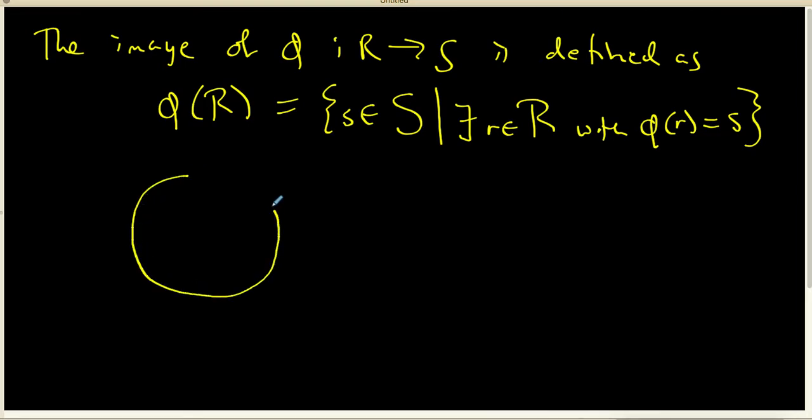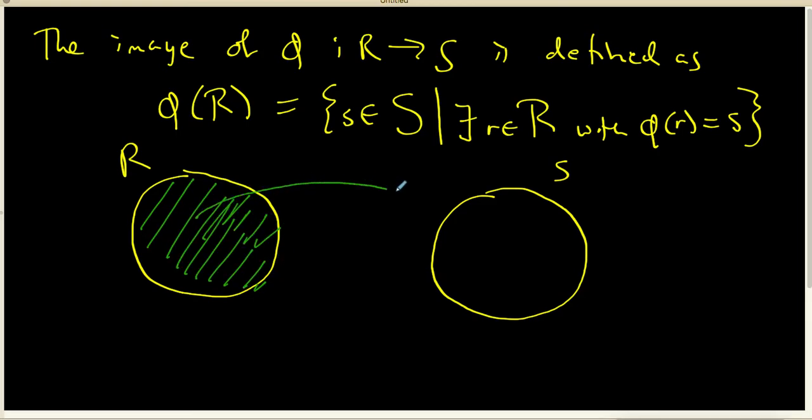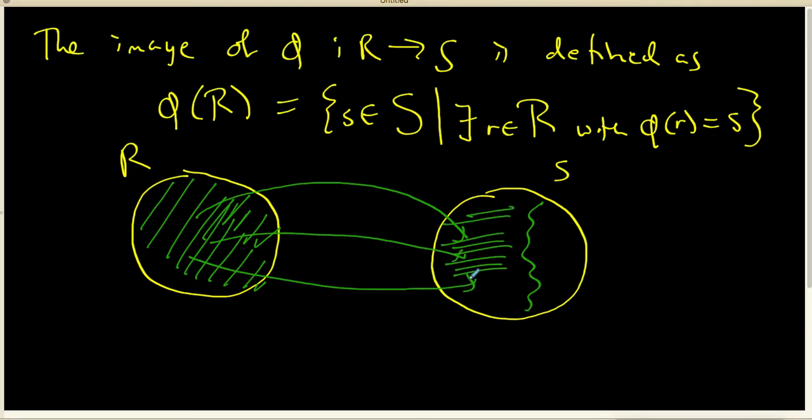Again, schematically what I want to do is think about what this means. So here we have R and S. And this time I'm going to look at everything over here. And if I take them all over into S, there's going to be some subset. It might be all of S, but it might not be. There's going to be some subset of all of the answers. And this green part here would be phi of R.